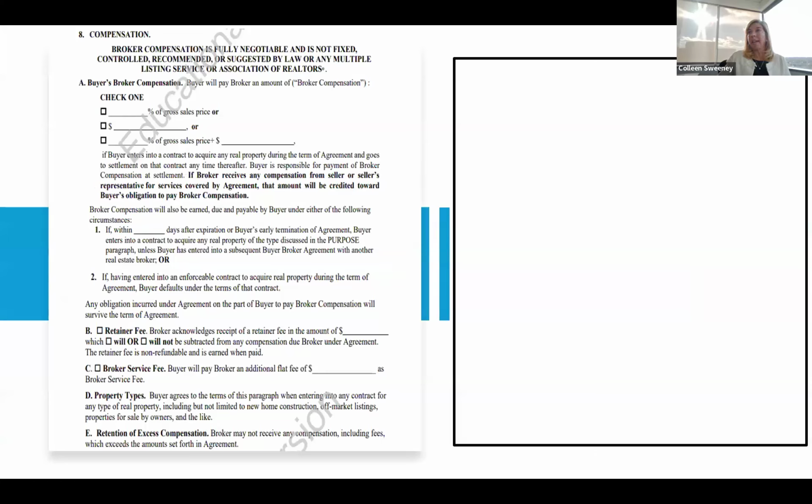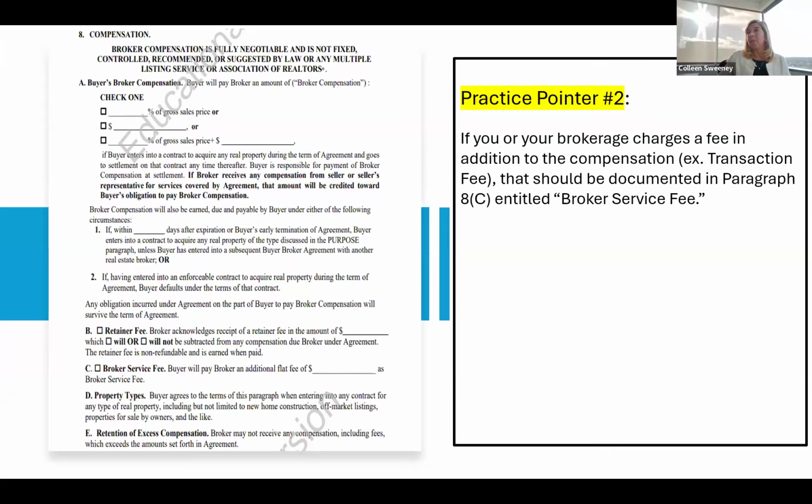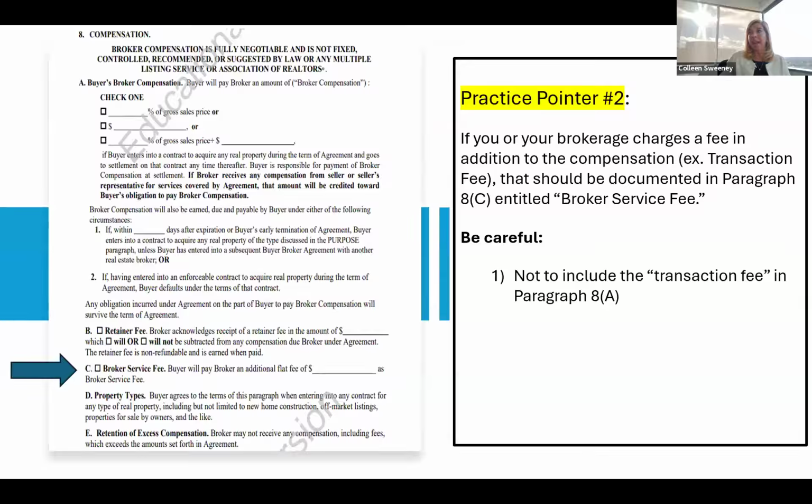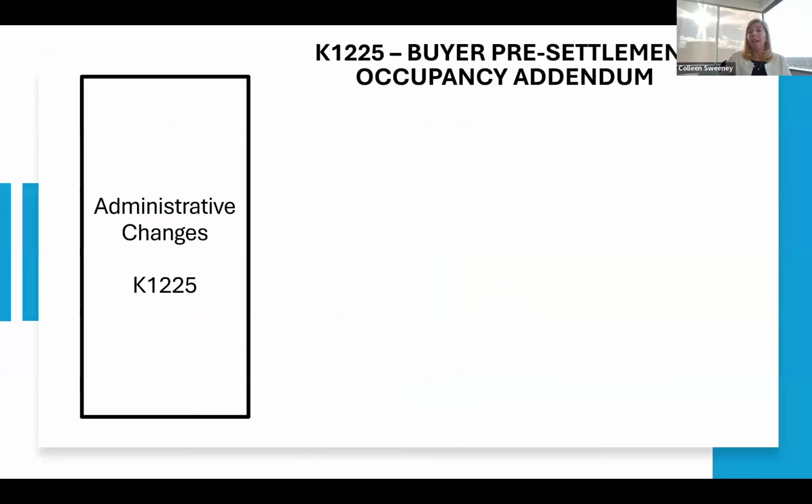All right, so what does this look like? Just the whole form here. Practice pointer number 2: if you or your brokerage charge a fee in addition to the compensation, for example a transaction fee, that should be documented in paragraph 8C entitled broker service fee. That's where that belongs. I just don't want anyone to be confused that the third checkbox requires that transaction fee go in there where that dollar sign is. So be careful not to include the transaction fee again in paragraph 8A, or forget to include the transaction fee in paragraph 8C.